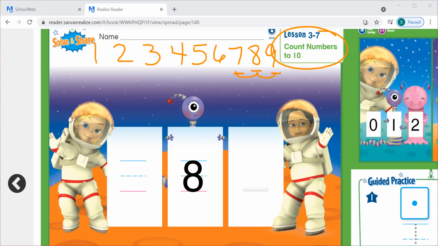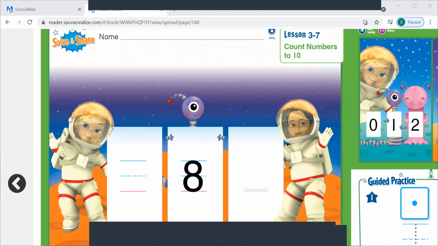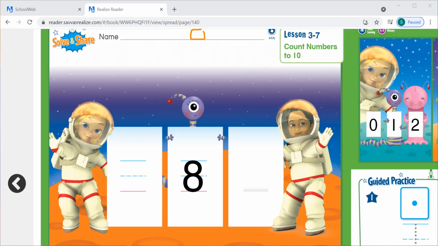Another thing we can do is we can use cubes. So right here, I'm going to draw some cubes. 1, 2, 3, 4, 5, 6, 7, 8. So there's 8 cubes. We are looking for a number that is 1 less than 8 and 1 more. So let's draw some cubes over here that has 1 less.